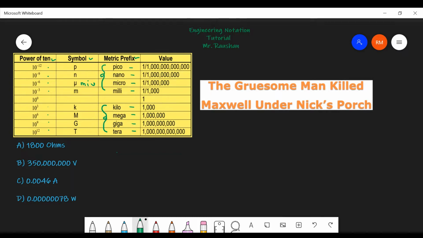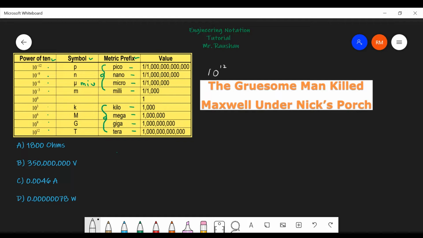It's a little silly, dark, violent maybe even, but it helps you remember. It helped me remember. It helped a lot of my students remember. So let's go over the statement. The statement says: the gruesome man killed Maxwell under Nick's porch. Now this starts off with positive notations. This first T is actually tera, and its value is 10 to the 12th.